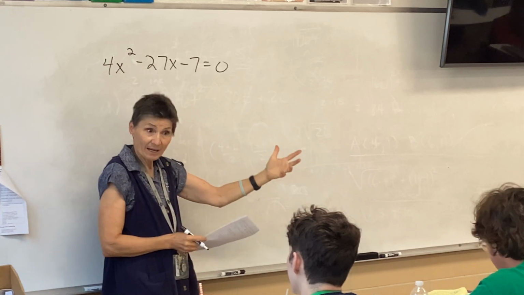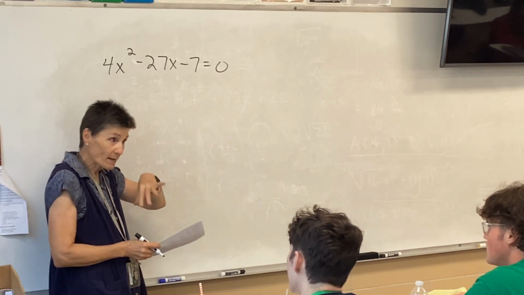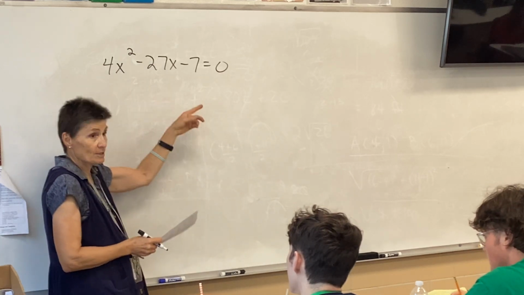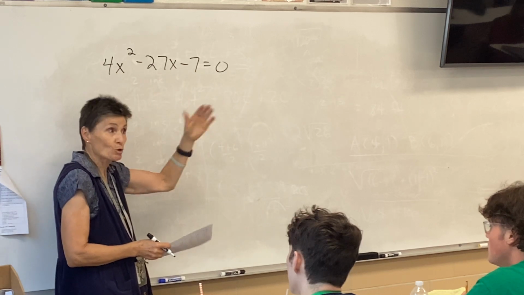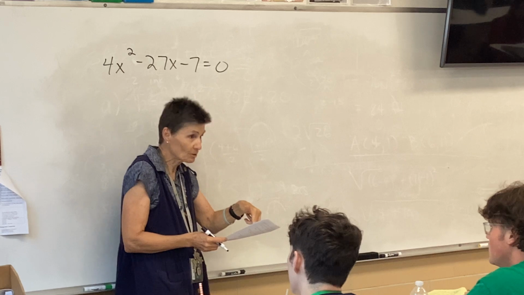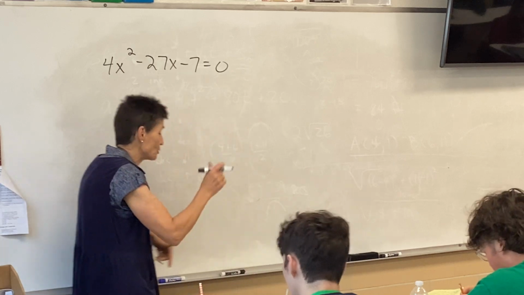You might try to factor it. You might try to complete the square. I never would in a million years complete the square because you have to divide by 4 and get all those fractions. But those are other options, and it doesn't tell you how you have to do it. All right, let's use quadratic formula.